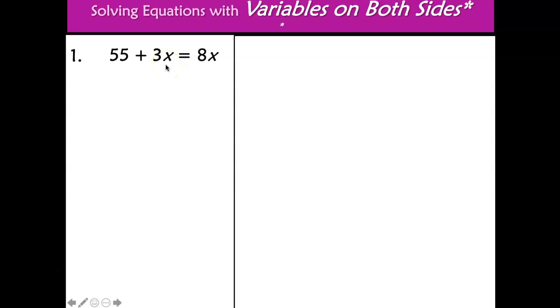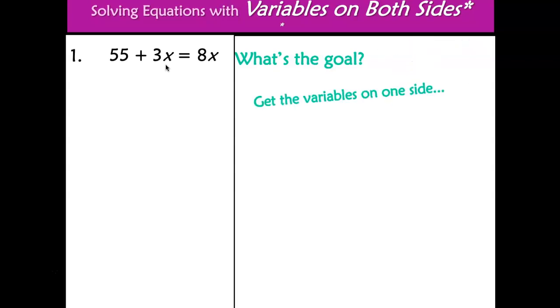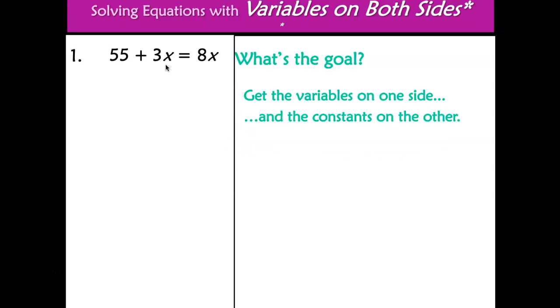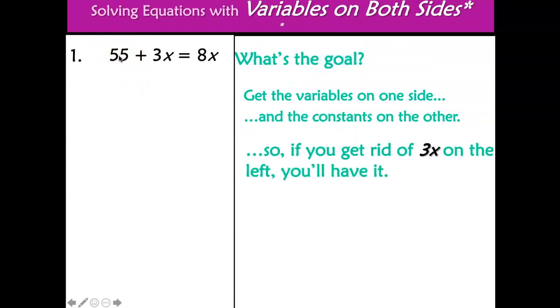To solve equations with variables on both sides, your goal is to get the variables on one side and the constants on the other. So you're going to separate the variables from the constants. Constants are the numbers like 55. Okay, so the first thing that you want to do is bring 3x to the other side, and you can do that by doing the opposite. So plus 3x, you do the opposite, which is minus 3x.